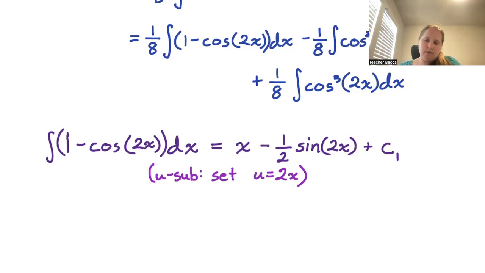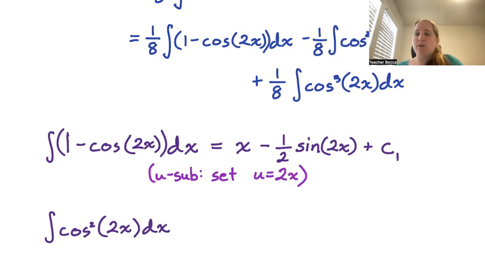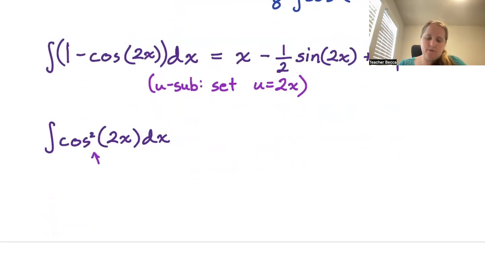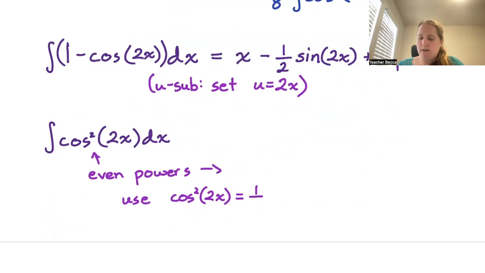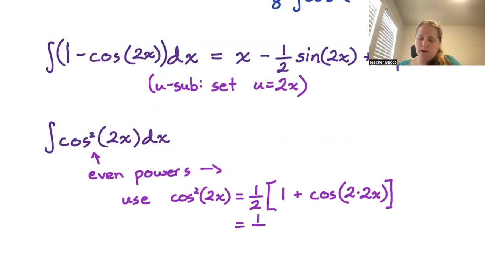For our second integral, we have the integral of cosine squared of 2x dx. This is an even power of cosine, technically an even power of sine. We will do power reducing. So this is even powers. And so we will go ahead and use the fact that cosine squared of 2x is equal to 1/2 times, in brackets, 1 plus cosine of, in this case, instead of 2x, it'll be 2 times 2x, otherwise known as 4x. So we are looking at 1/2 times 1 plus cosine of 4x.